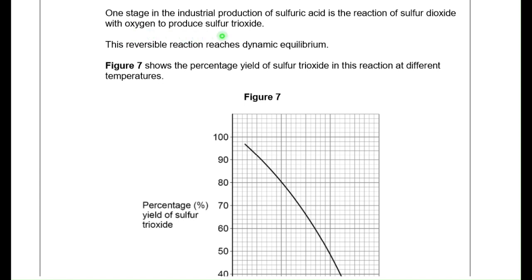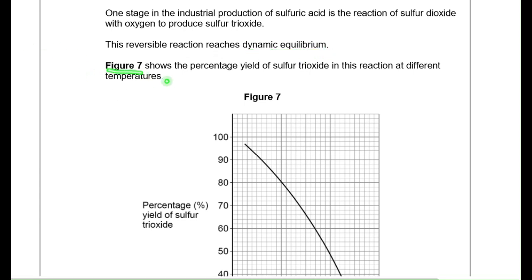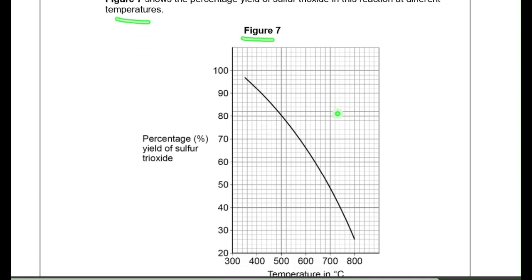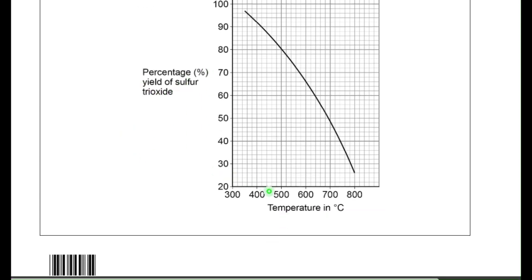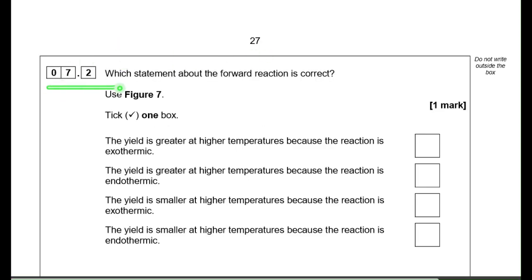One stage in the industrial production of sulfuric acid is the reaction of sulfur dioxide with oxygen to produce sulfur trioxide. This reversible reaction reaches dynamic equilibrium. Figure 7 shows the percentage yield of sulfur trioxide in this reaction at different temperatures. So here's figure 7. We've got the percentage yield up the y-axis, and along the x-axis we've got the temperature in degrees Celsius. 7.2. Which statement about the forward reaction is correct? Use figure 7 and tick 1 box for 1 mark.